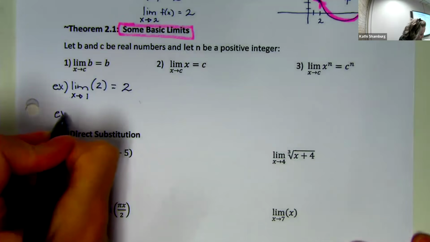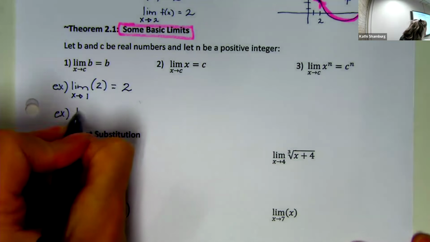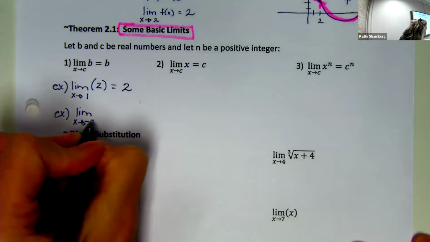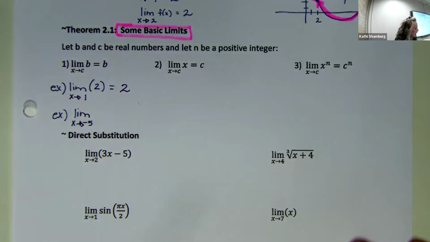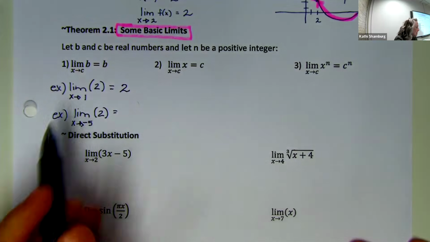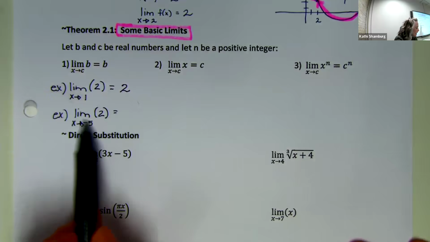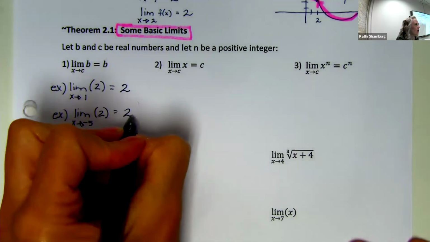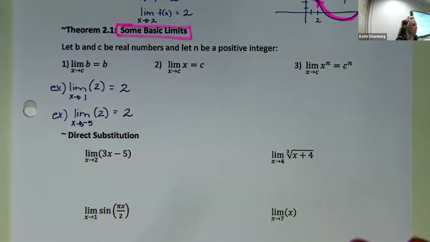If I had the limit as x approaches -5, and this was also the constant 2, it does not matter what it's approaching. If you have a constant here, that limit is just that constant.